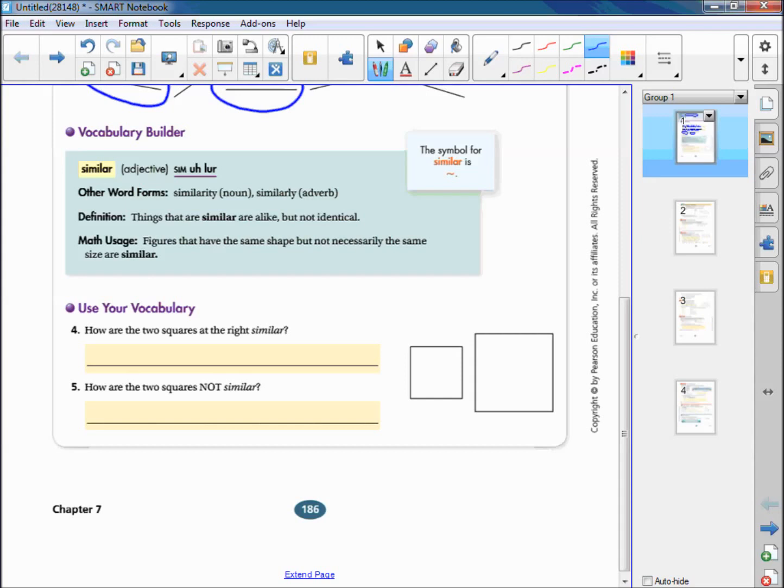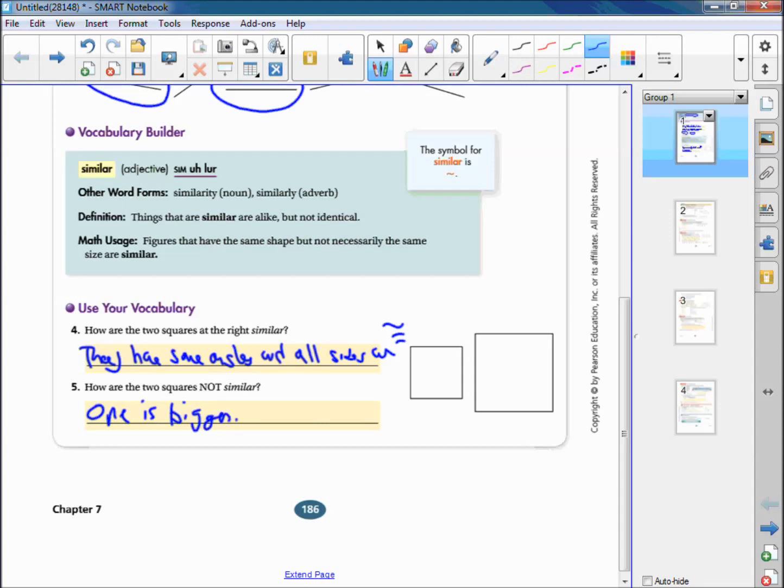Okay. So how are the two squares at the right similar? Well, they have the same angles, and all sides are congruent, right? So that's what makes them squares. For the small one, all the sides are the same and all the angles are 90. And for the big one, all the angles are 90 and all the sides are the same. How are these not the same? Well, the one is bigger.